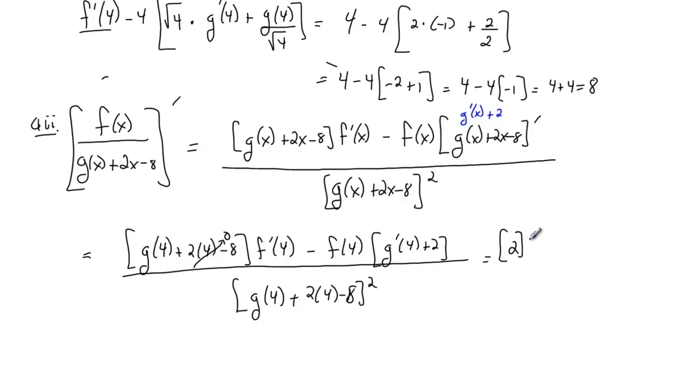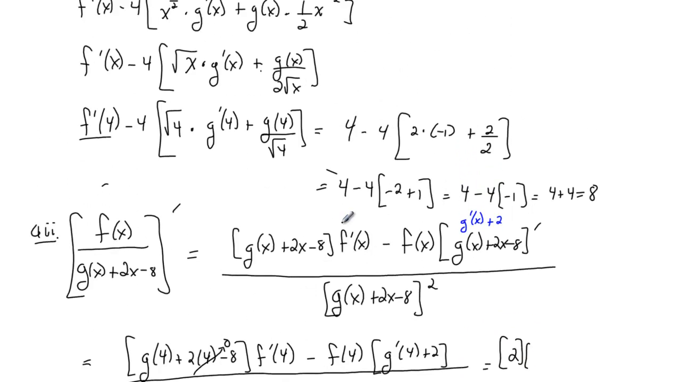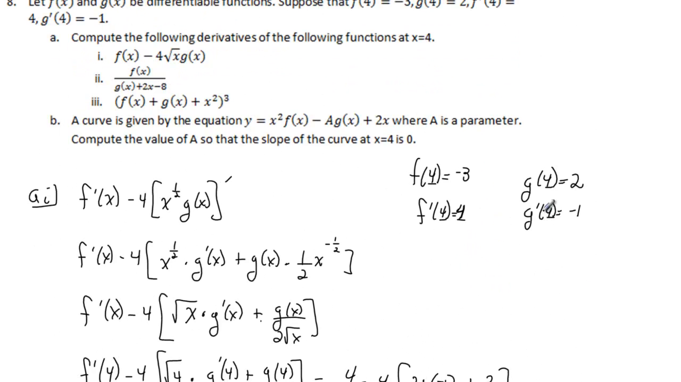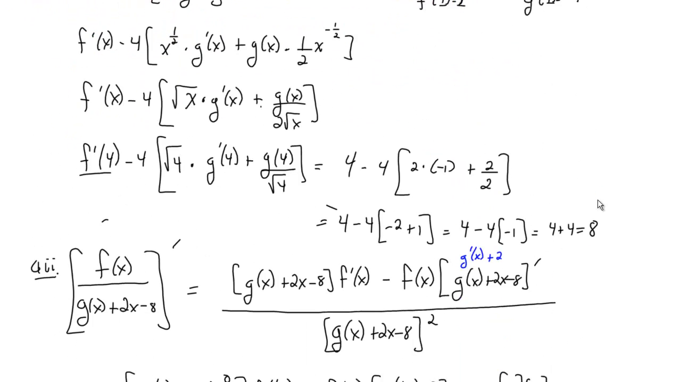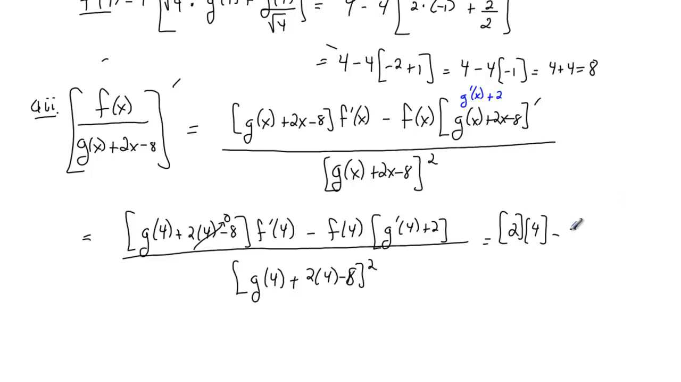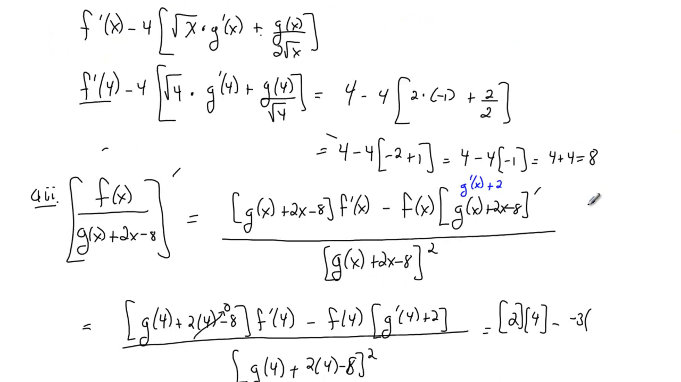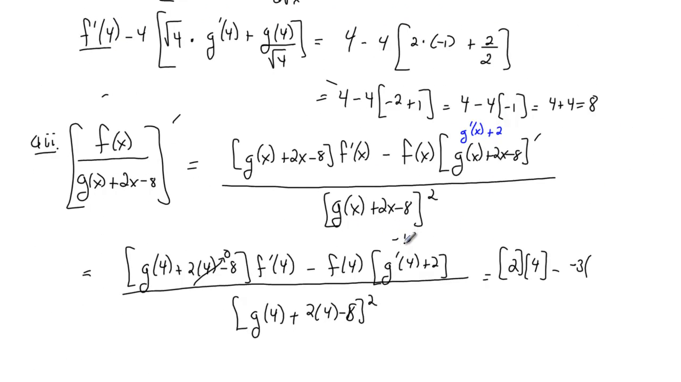So we're going to have 2 times f prime of 4. F prime of 4 we know is equal to 4. I'm just plugging that in because that is what's given. Minus f of 4. F of 4 is negative 3. Negative 3 times g prime of 4. G prime of 4 is negative 1. Negative 1, which is g prime of 4 plus 2, gives you a value of 1. So we have a value of 1 there.